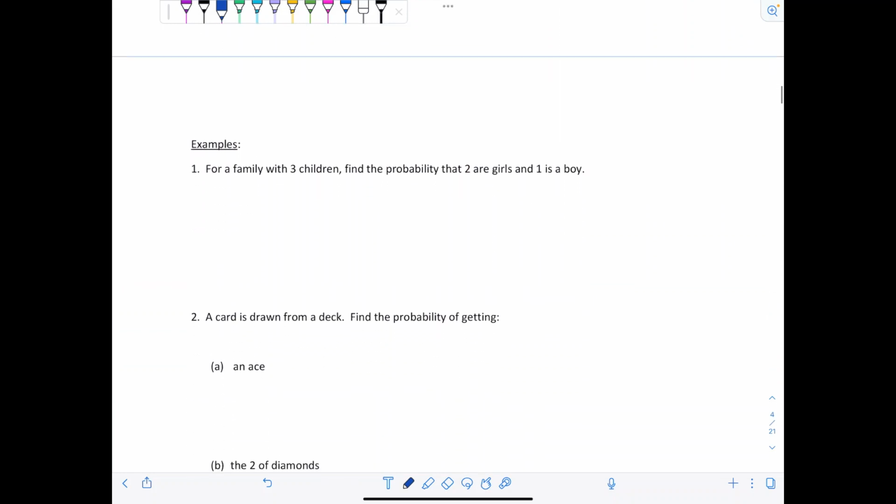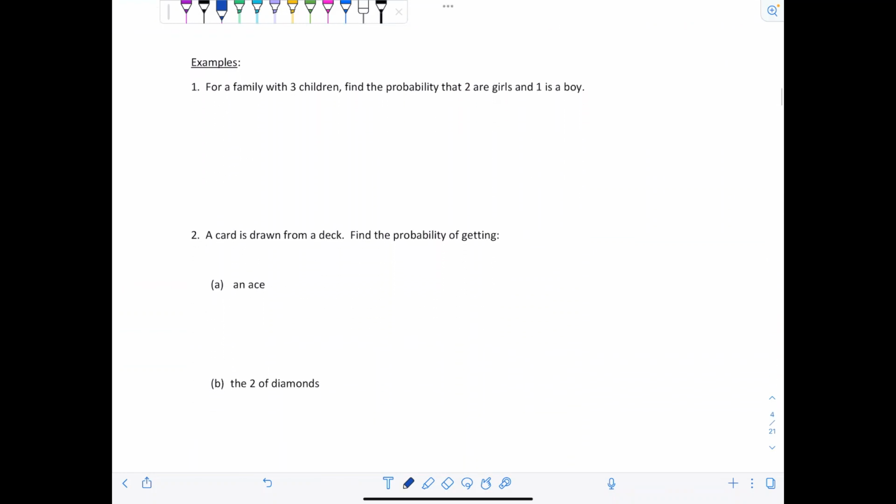So let's look at some examples now. You remember that sample space that we had earlier where we made the tree diagram for that family that they were having 3 kids? Very brave of them. So we're going to talk about them again right now. For a family with 3 children, find the probability that 2 are girls and 1 is a boy.